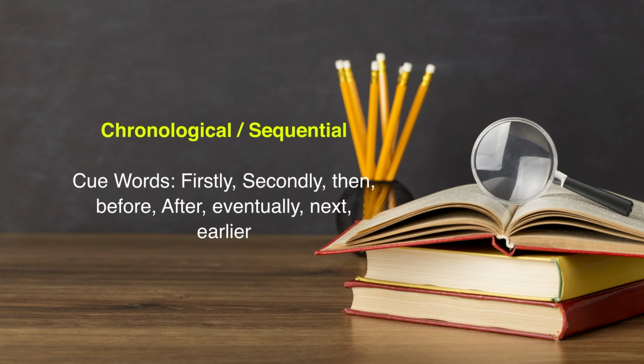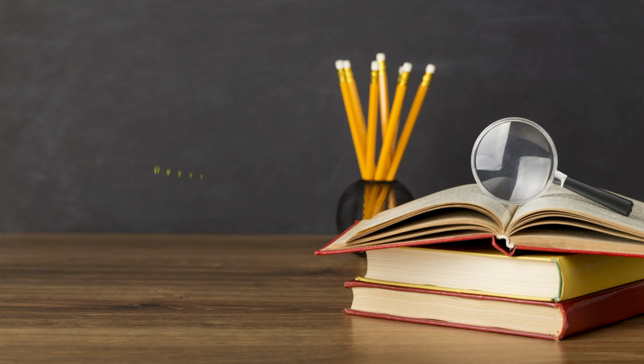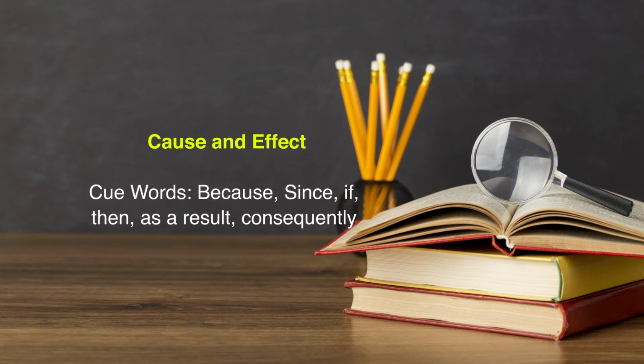Let's make a note of the keywords that function as signposts in most prominent structures or patterns of text arrangements. The first is a chronological or a sequential pattern, and the keywords could be firstly, secondly, then, before, after, eventually, next, earlier, etc. The second pattern of text arrangement could be a cause and an effect, and the keywords could be because, since, if, then, as a result, consequently, etc.